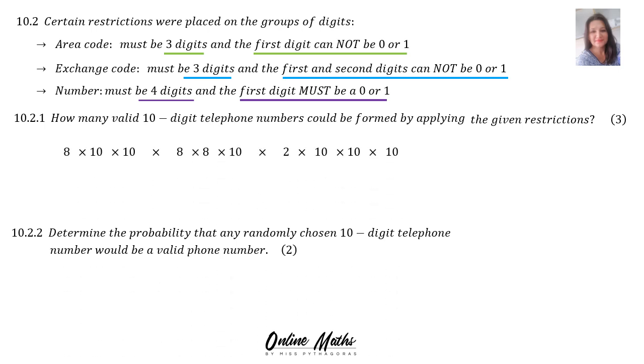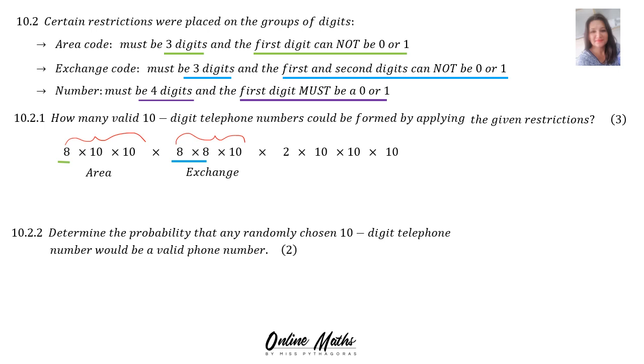Now, it works like that. First of all, the first 3 numbers you see there, that is for the area code. And then, do you understand? The first digit cannot be 0 or 1. So you subtract 2 digits, which is the 0 or the 1, and then there's only 8 possibilities left. Then the next group of 3, that is the exchange code. There's the 3 digits, and the first and second digit cannot be 0 or 1. And that is why there's only 8, because you subtract the 0 or 1 that it cannot be.